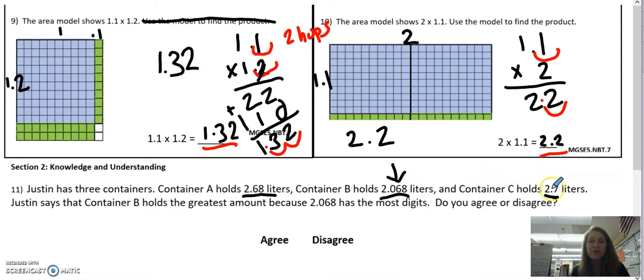But wait, head on over to container C for a second. There's only 2 digits, but look at the value of that digit. That 7 is in the tenths place. That means container C holds 2 wholes and 7/10. 7/10 is bigger even than 68/100 because I can always put that 0 behind it and turn that into 70/100. So actually, container C holds the most amount. So I disagree with Justin because it doesn't have anything to do with the amount of digits. It has to do with the value of those digits. Let's move on to the next problem.